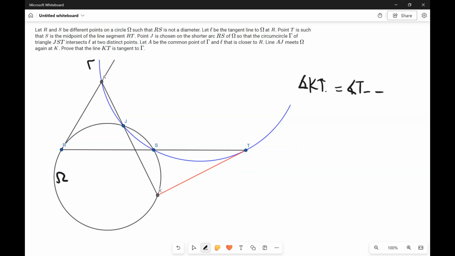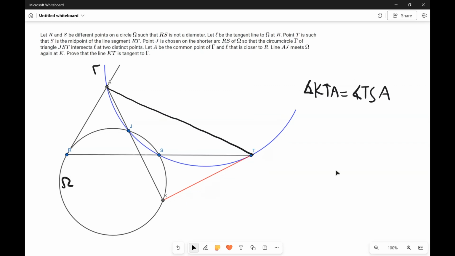So we wish to show that KTA is equal to T something A. And since S lies on line RT, we'd like to show that this is equal to angle TSA, because we can do a lot of nice things with line TS. So with that in mind, let's go ahead and draw line AT. Now that we have drawn in the segment AT, let's see what we can do with it. So we want to try showing that this angle here is equal to this angle here.